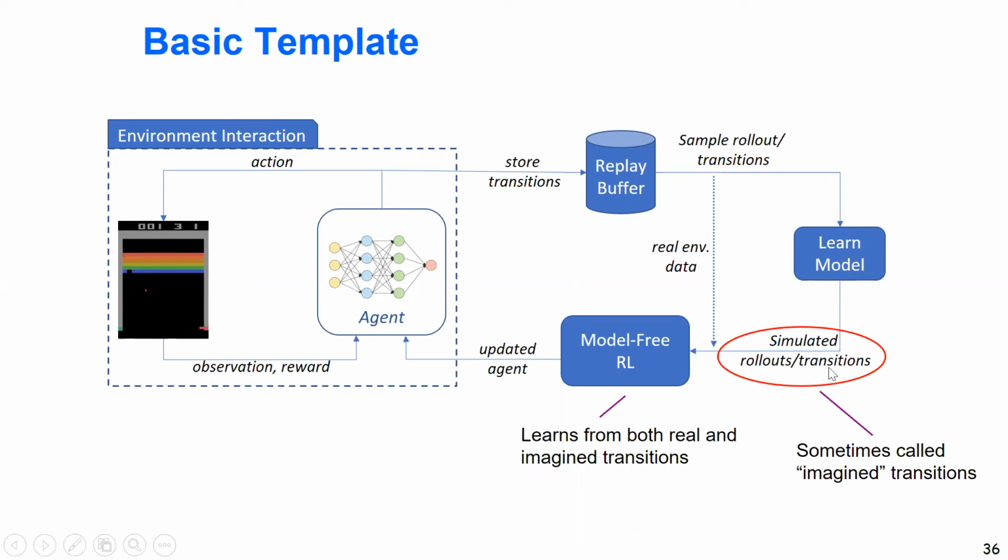Often this is called imagined transition data that we can feed the model-free algorithm in addition to the data from the model-based algorithm. And so the model-free algorithm gets to see a lot more data now that's generated from this learned model. And if this learned model was accurate, we would exactly be able to basically do model-free RL, but with lots more data.